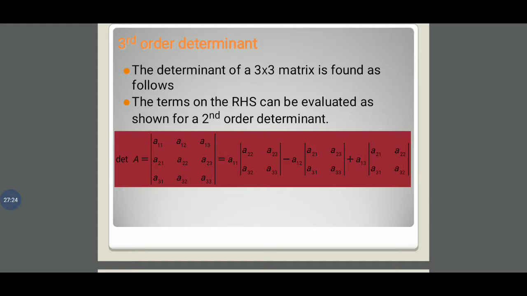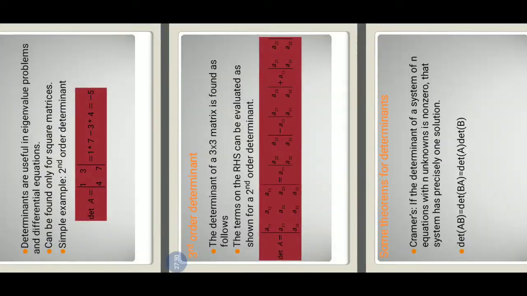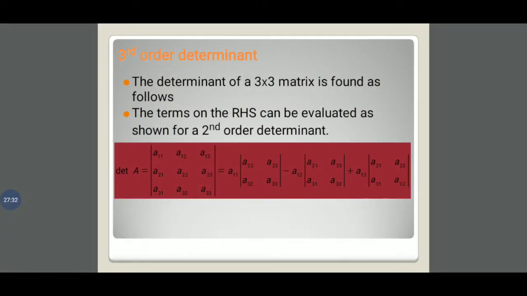Remember the basic difference between a determinant and a matrix. A matrix has no value; it is just an arrangement of numbers. But a determinant is an arrangement of numbers with a specified value, and it exists only for square matrices, that is, the number of rows equals the number of columns.